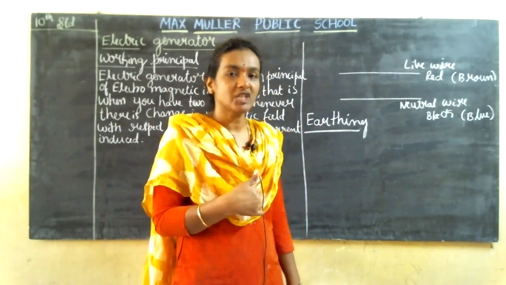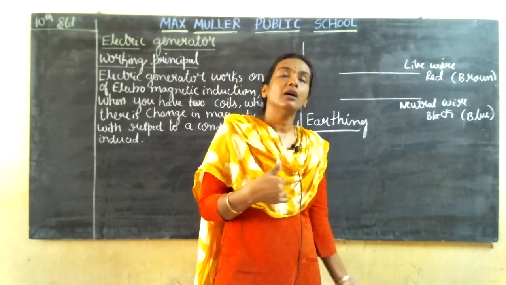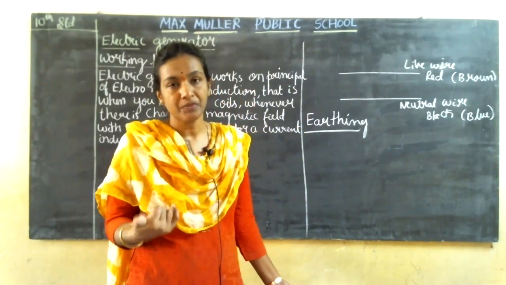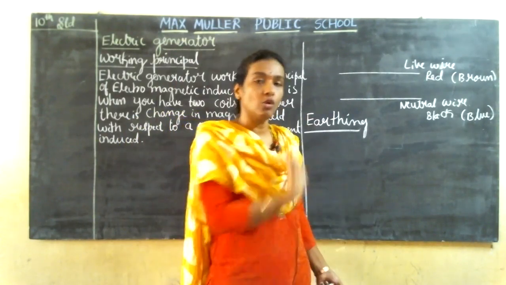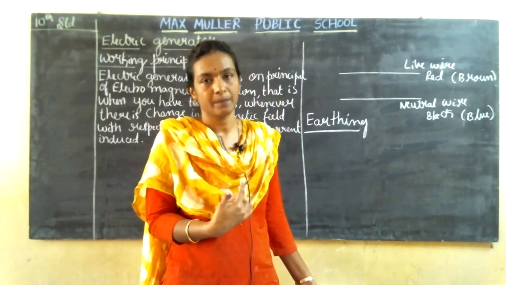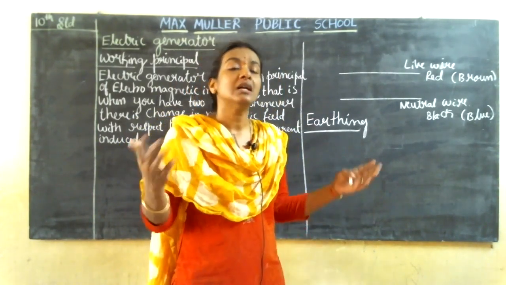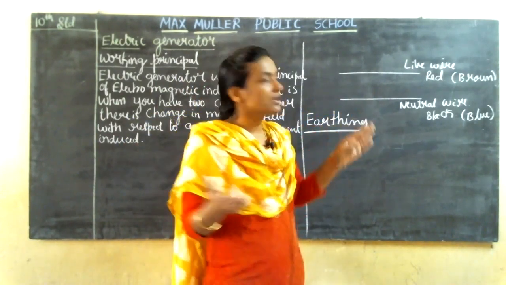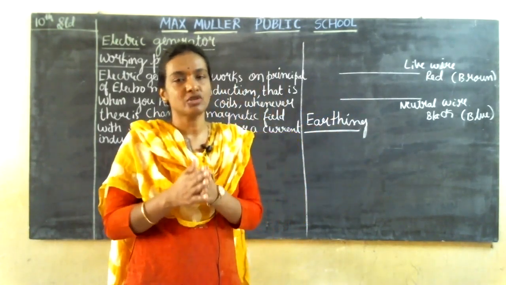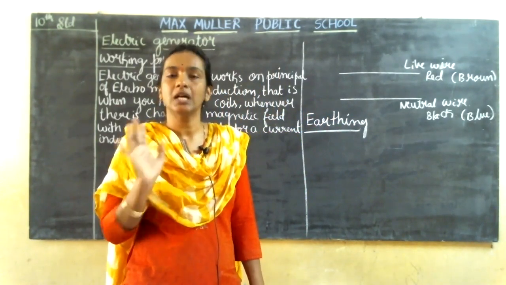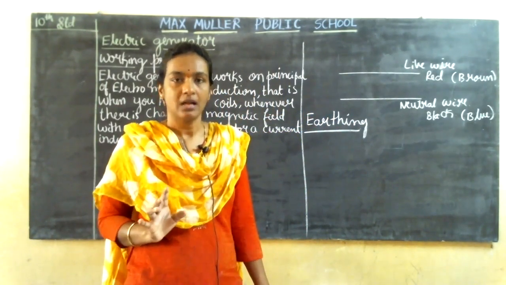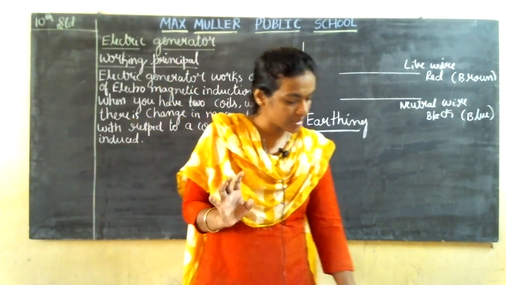After this, the last point is overloading and short circuit. Overloading means from one point you are grabbing more power. Short circuit means when the live wire and neutral wire come in contact with each other, at that time a short circuit happens. This is about domestic electric current. Clear, guys? I hope all the points are clear.